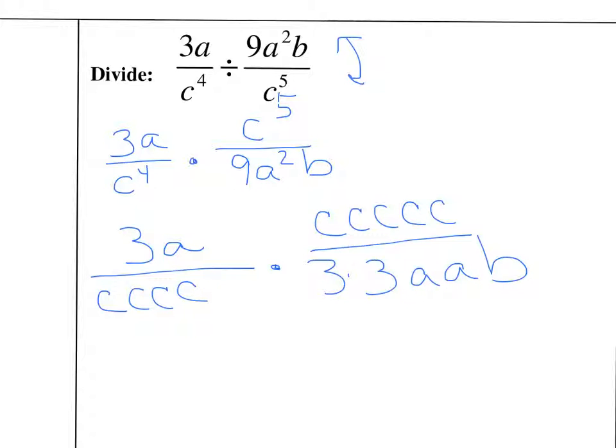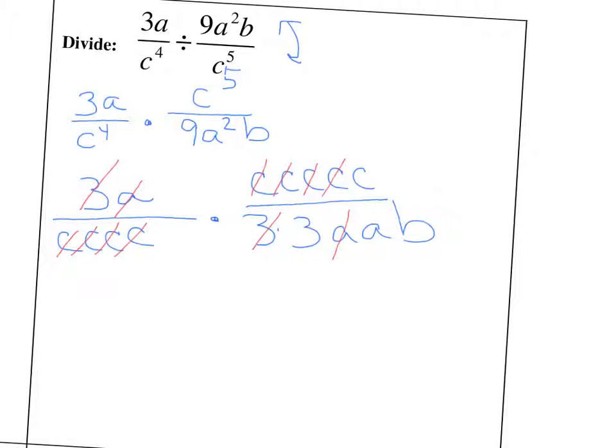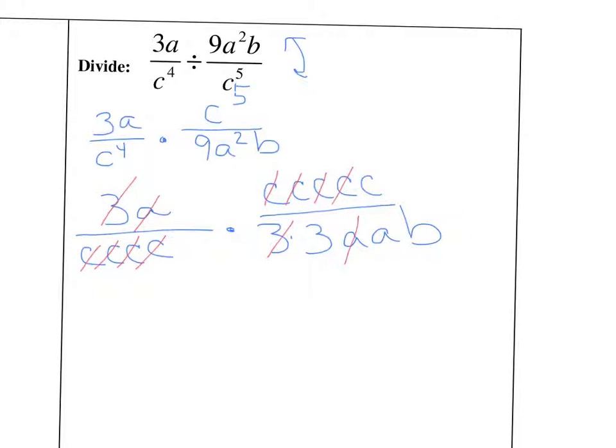Now, what can we cancel? Well, this 3 will cancel with this 3, and an a will cancel with this a. These 4 c's can take out 4 b's, and it looks like we're left with, in the numerator, a c, and in the denominator, a 3 and an ab. And that's our final product.